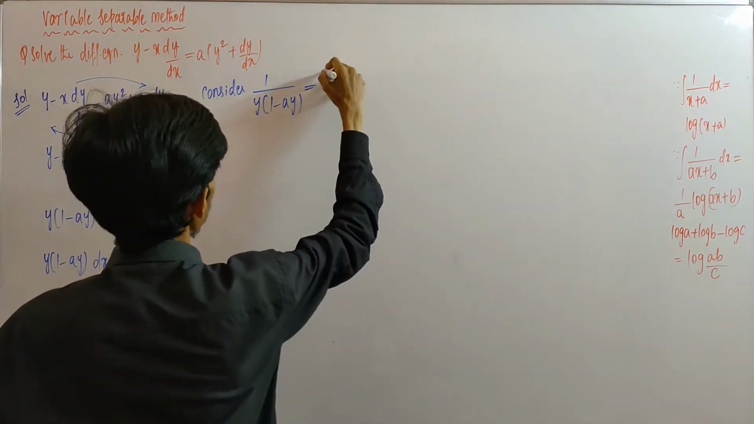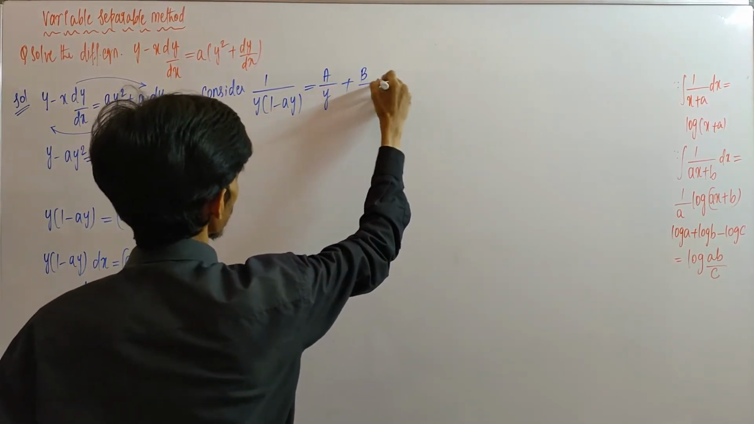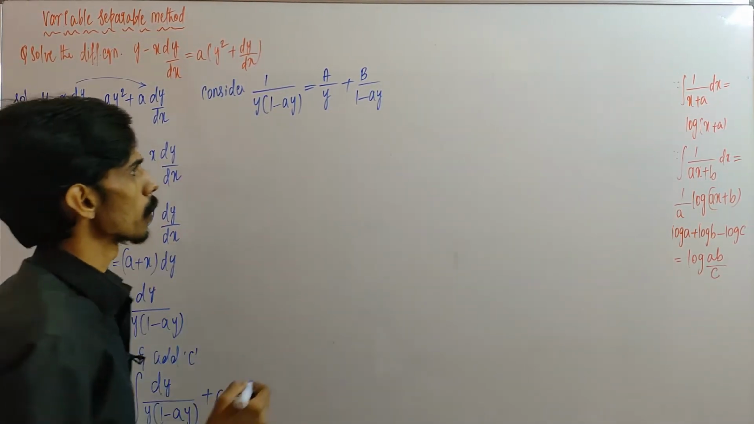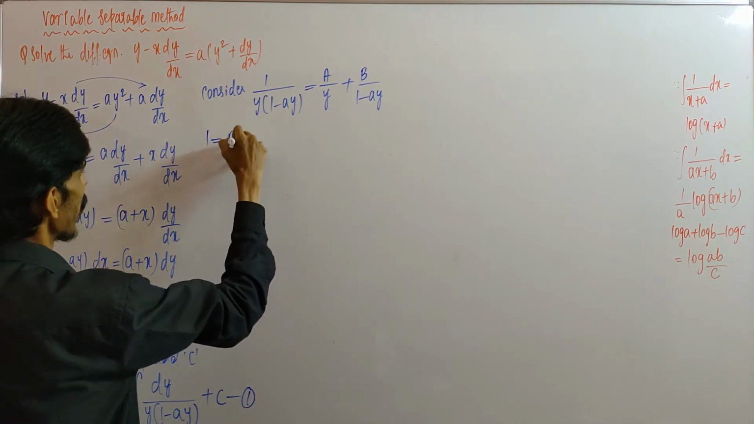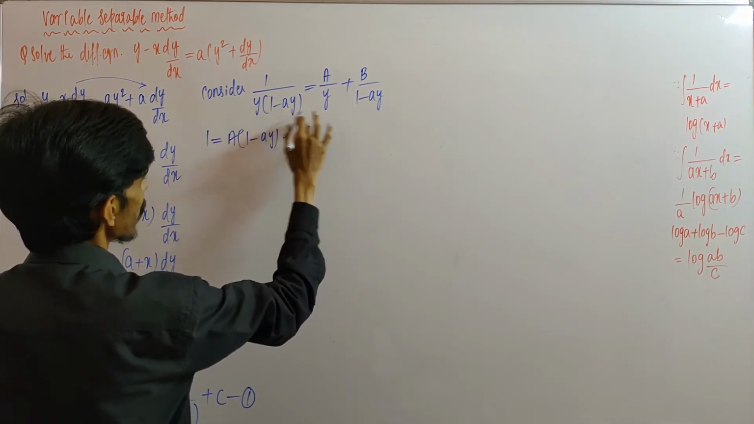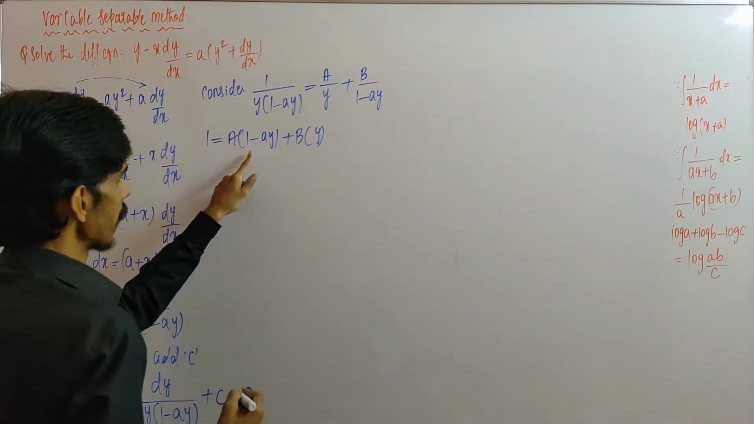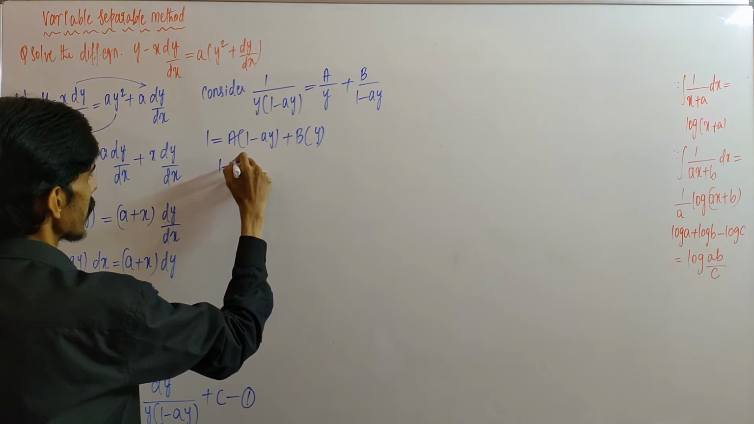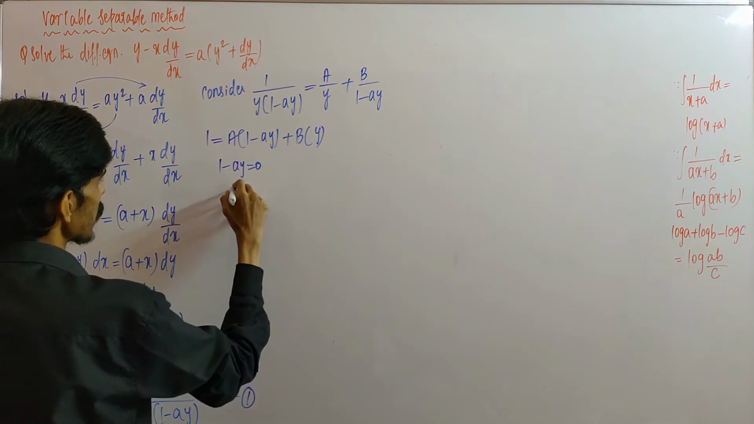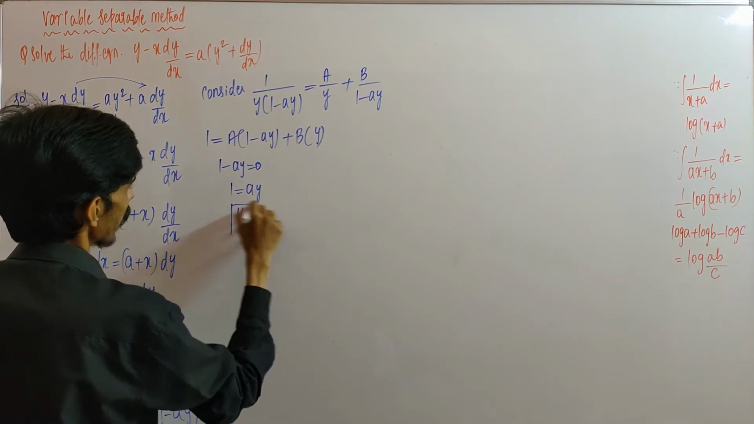Here we have a product; we have to convert this into a sum. For this factor y, we get one unknown, A by y. For the other factor 1 minus a y, we get another unknown, B by 1 minus a y. Now multiply this term to each of these terms. Then we have 1 is equal to A into 1 minus a y, since y cancels, plus B into y, since 1 minus a y cancels. Now we got this equation. Now equate this factor to 0: 1 minus a y is equal to 0. It means that 1 is equal to a y, y is equal to 1 by a.